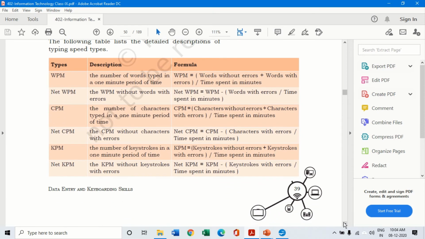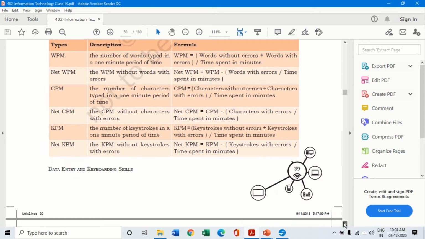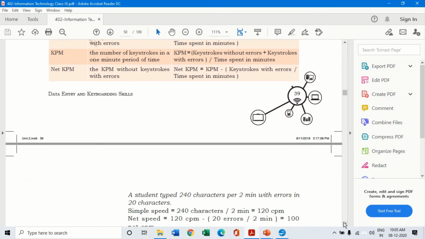Similarly, the number of characters typed in 1 minute or a period of time is CPM, and the net CPM will be the characters per minute without the characters with mistakes. Similarly, KPM means the number of keystrokes in 1 minute, and the net KPM would be the keystrokes per minute without the keystrokes with errors. So basically this is the way we calculate the speed.